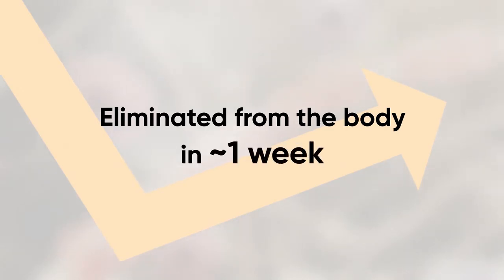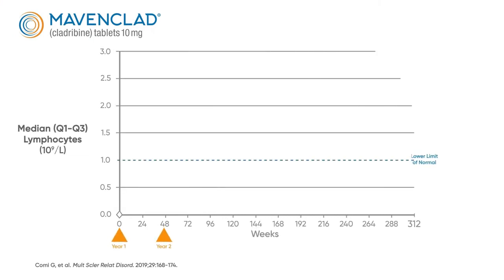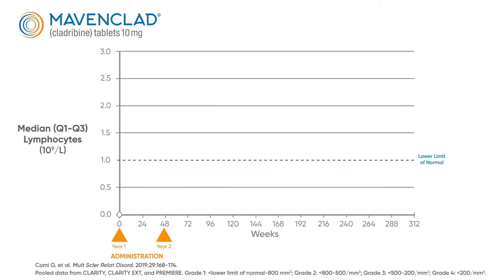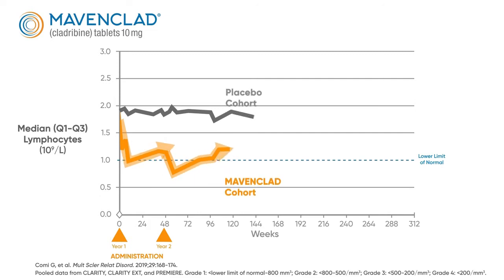Although lymphocyte reduction continues for several months after the last dose, cladribine is eliminated from the body in approximately 1 week. Let's look at median lymphocyte counts measured in pooled data from Clarity, Clarity Extension, and Premier. After administration of MAVENCLAD in treatment years 1 and 2, there was a lymphocyte reduction, which was followed by a lymphocyte recovery in most patients.